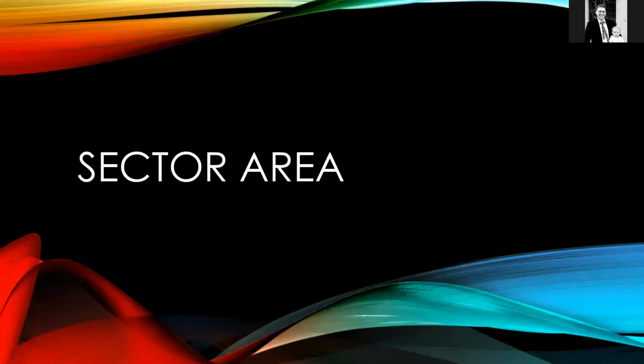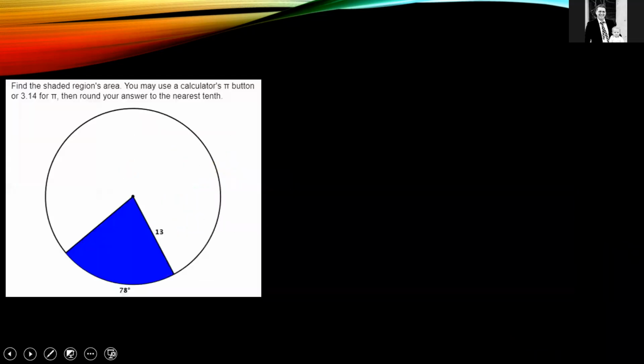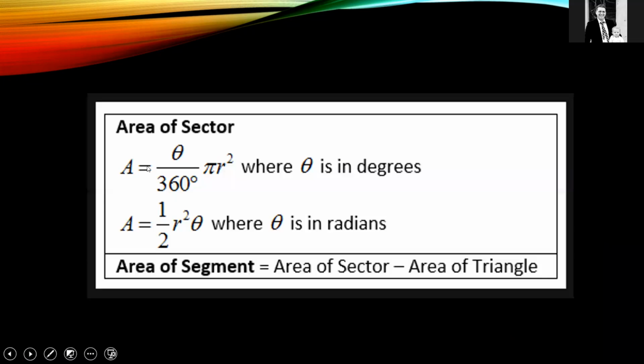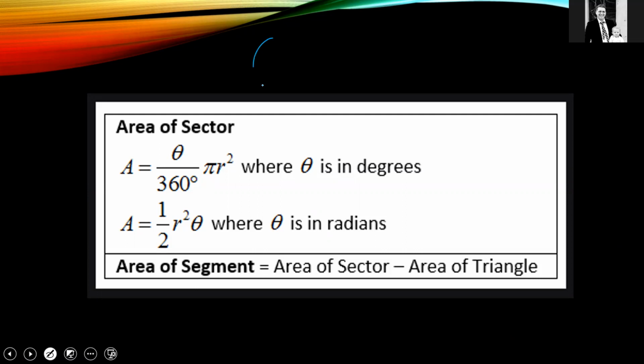Let's talk about sector area. So a sector of a circle is just like when you take a circle. Oops, sorry. I guess that was a preview there. It's when you take that circle, you start from the center and you cut off a sector, or like a pie piece. So we'd be trying to find the area of that.